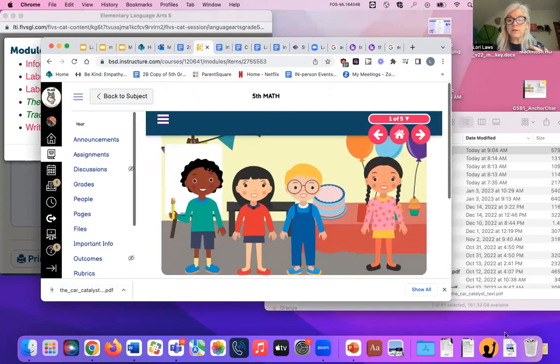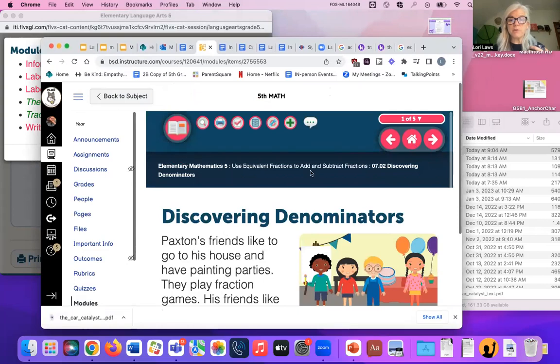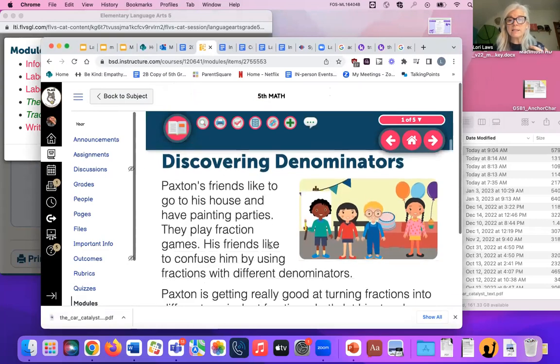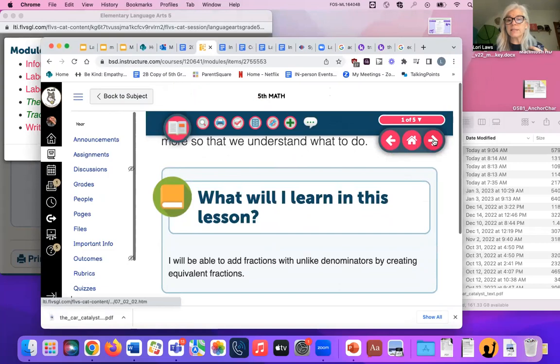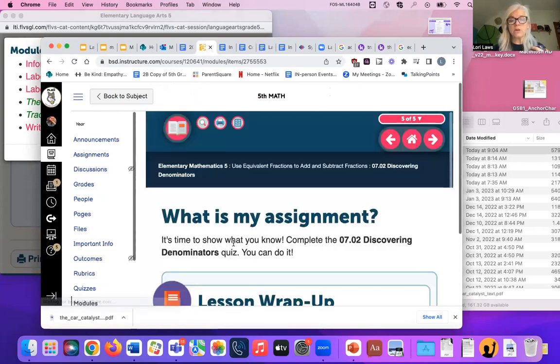So, this lesson, lesson 5.02 or 7.02, has 5 pages. And then at the end of it, it's got a quiz on page 5. So it's not a hard lesson, but I'd like you to go through it either by yourself or with a friend and then do the quiz and then do some Dreambox.